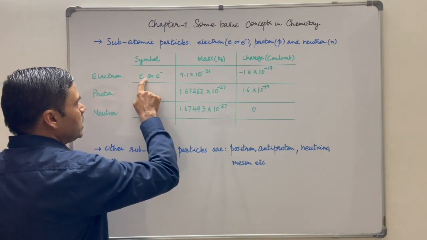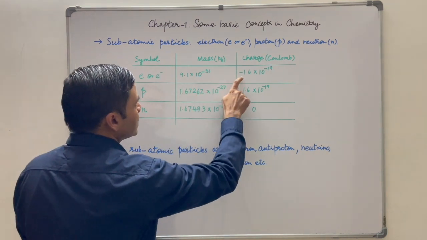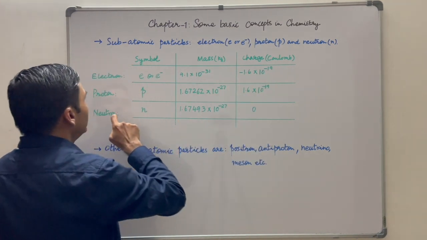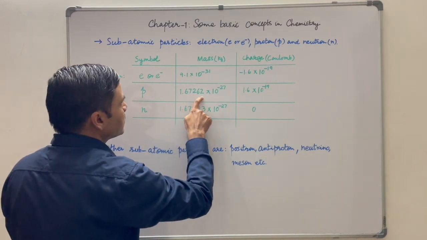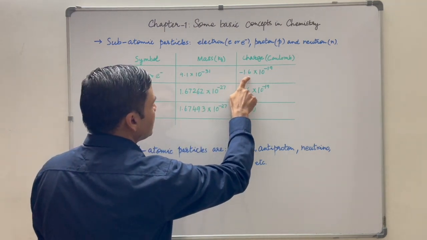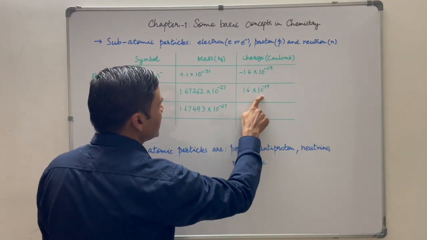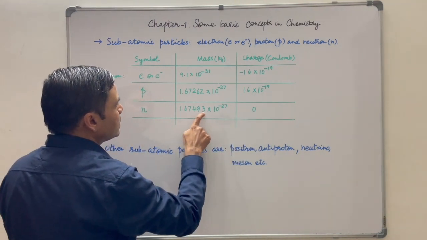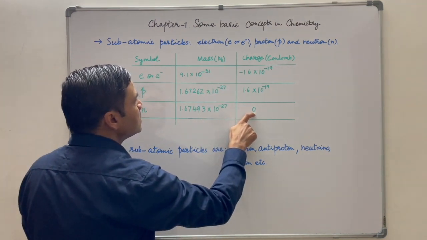Electron is represented by small e. Its mass is 9.1 into 10 to the power minus 31 kg and its charge is minus 1.6 into 10 to the power minus 19 coulomb. Proton is represented by small p. Its mass is 1.67262 into 10 to the power minus 27 kg and its charge is exactly the same as that of electron with opposite sign, means 1.6 into 10 to the power minus 19 coulomb. Neutron's mass is 1.67493 into 10 to the power minus 27 kg and it is neutral, so its charge is 0.